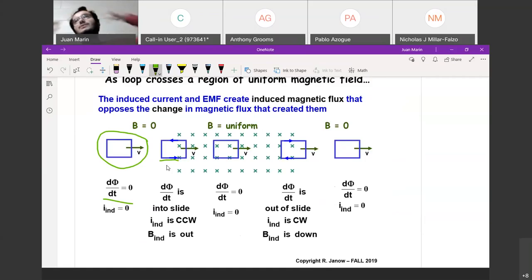When it enters some magnetic field area, we know that dΦ/dt is going to change. So you have to remember Lenz's law and think about what it is that you want more of or less of. In this case, you have more field lines coming into the page, so you make more field lines coming out of the page, so you make more dots. And based on that idea, you know which direction the current will be.